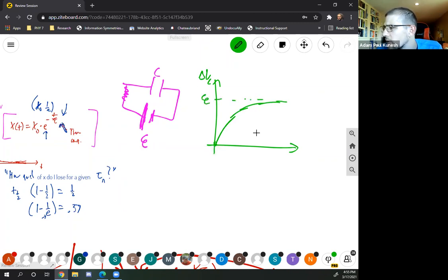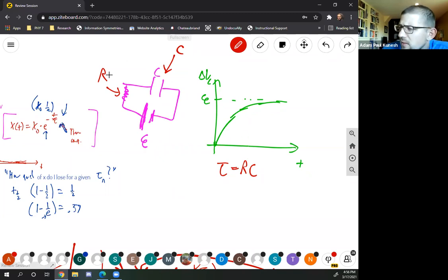So here's my battery voltage E, there's time. The time constant for a capacitor is RC. So this is an RC circuit. The effective resistance R is given by this resistor. The capacitance is given by the capacitor. So it's independent of the battery voltage. The time constant is independent of how much current I give it. It's just dependent on the resistor and the capacitor.